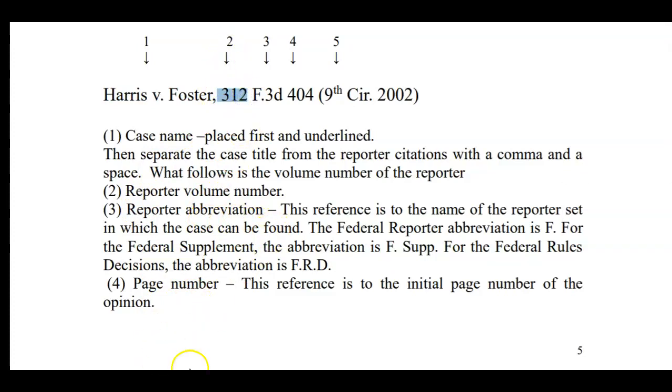That's our number 2. We are already at number 3, the reporter abbreviation that you've already memorized. This reference is to the name of the reporter set in which the case can be found. Again, you have the Federal Reporter. What was that abbreviation? Uppercase F period. For the Federal Supplement, you have the abbreviation of uppercase F period, uppercase S, lowercase u, p, p period. And for the Federal Rules Decisions, the abbreviation is uppercase F period, R period, D period.